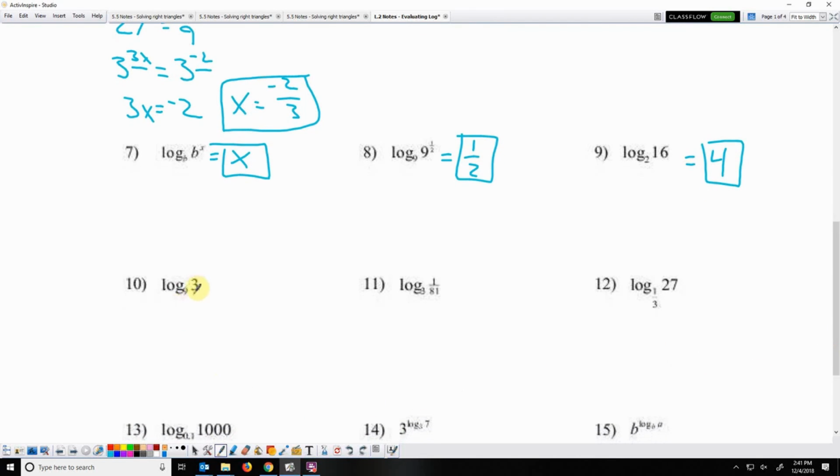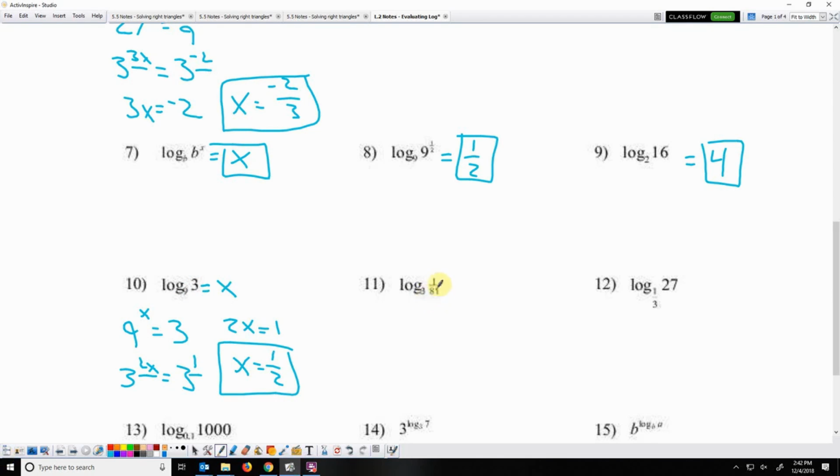9 to what power makes 3? This one might not be so obvious, so let's do this with a variable. 9 to the x power makes 3. So I can change this 9 into 3 squared, so it's going to be 3 to the 2x power equals 3, and that's 3 to the first power. Equal bases means equal exponents. 2x equals 1, so x is 1/2. So 9 to the 1/2 power makes 3.